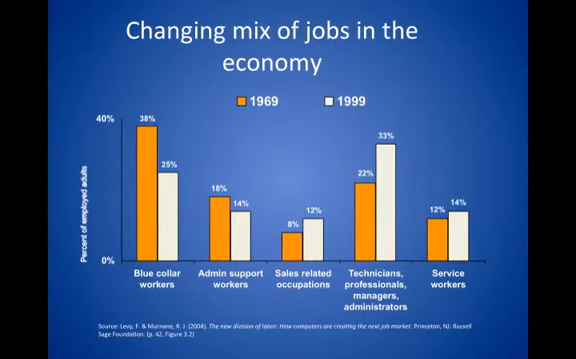So speaking of jobs, we see that there's a shift in the mix of jobs in the economy. The yellow bars indicate 1969, and the most current reading is from 1999. Here, we see a dramatic decrease in the number of blue-collar workers and a greater demand for technicians, professionals, managers, and administrators. So more of those higher level types of positions is increasing.